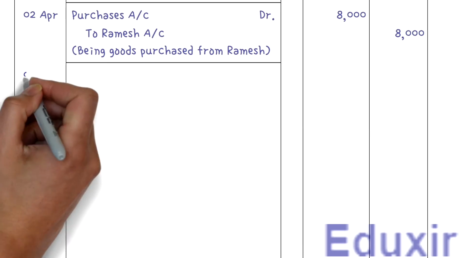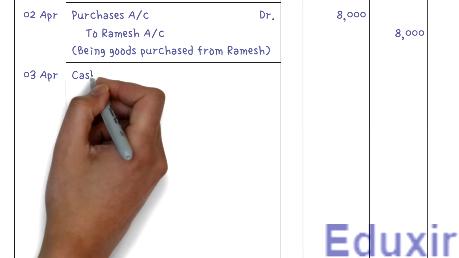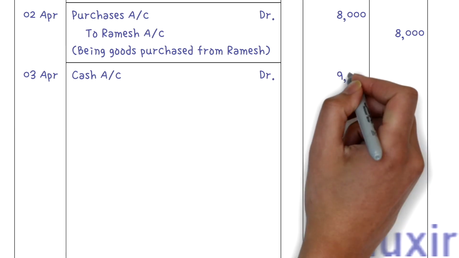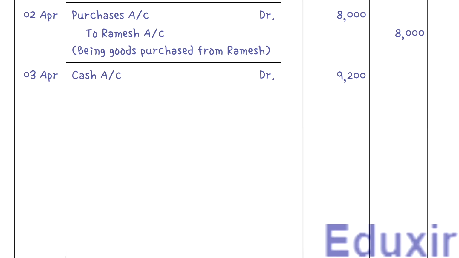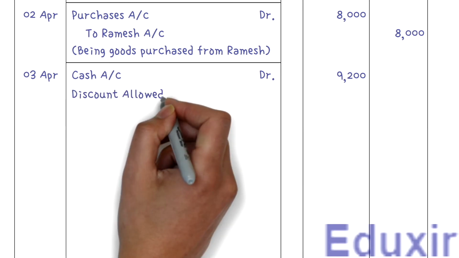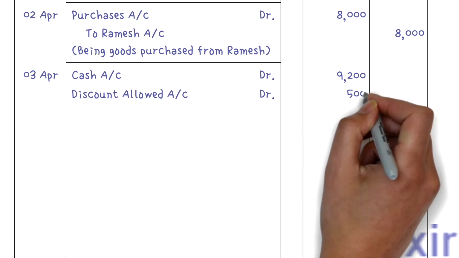Let us first record the date. Let us then record the cash account as the debit entry. Let us also write the text DR to indicate that this is a debit entry. Let us then record the debit amount of 9,200 rupees in the debit amount column. Let us also record discount allowed account as the other debit entry. Let us also write the text DR to indicate that this is a debit entry. Let us then record the debit amount of 500 rupees in the debit amount column.